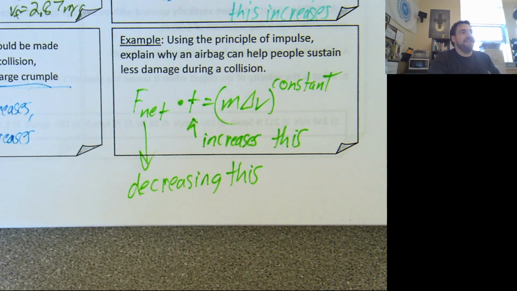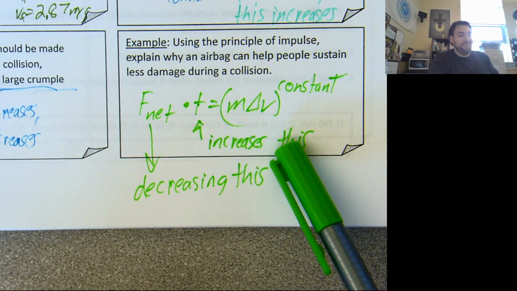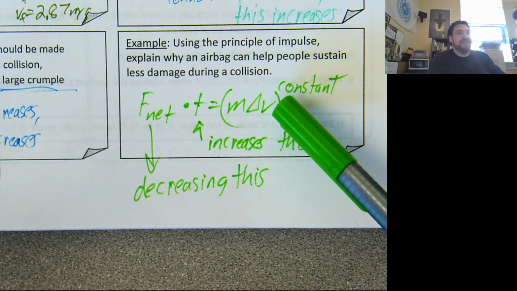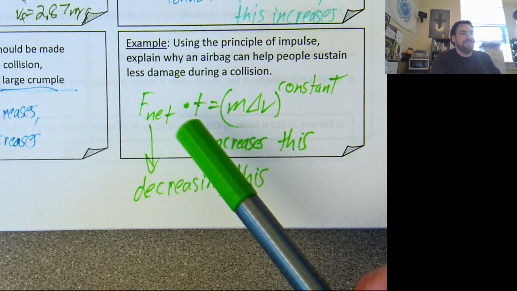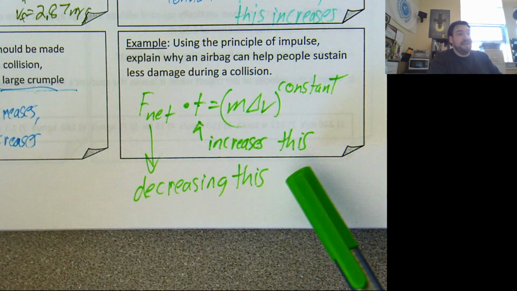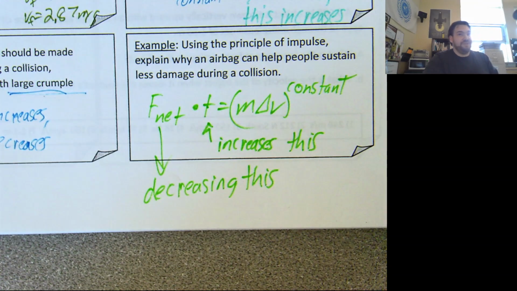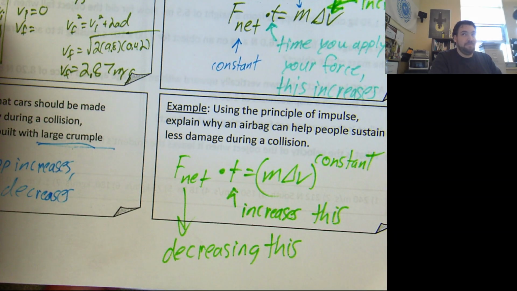And every safety piece of equipment in your car is designed for this. Crumple zones, seat belts, airbags, all of it is designed to increase the amount of time it takes your body to come to a nice, relatively comfortable stop, decreasing the force on you. Flip the page. I got one more.